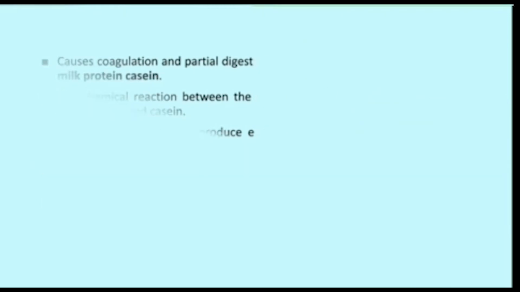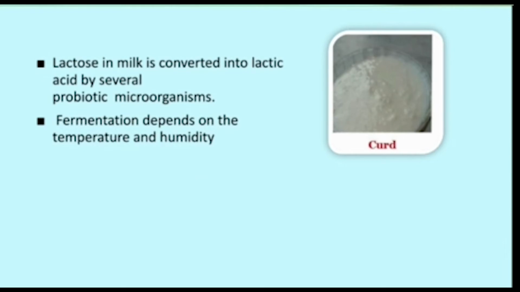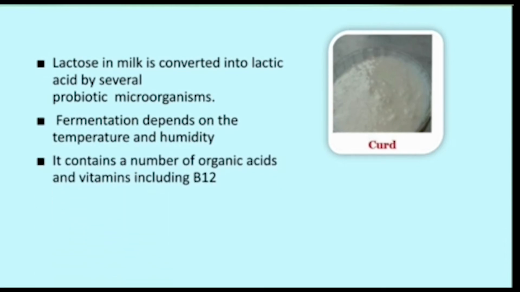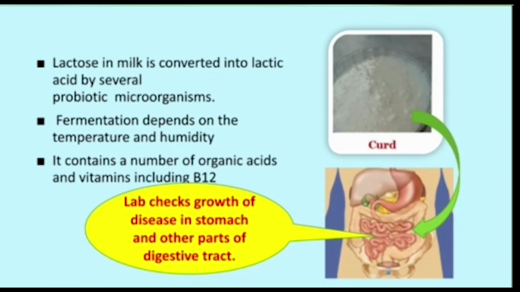Lactose in milk is converted into lactic acid by several probiotic microorganisms. Fermentation depends on the temperature and humidity. It contains a number of organic acids and vitamins, including B12. Lactobacillus checks the growth of disease-causing organisms in the stomach and other parts of the digestive tract.